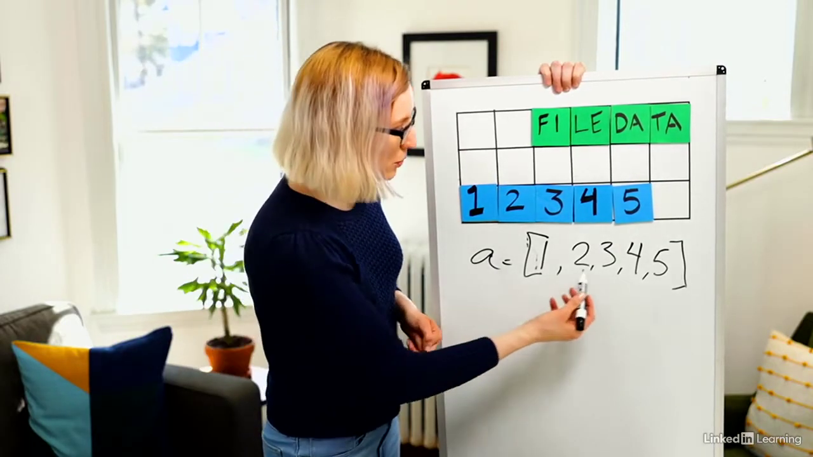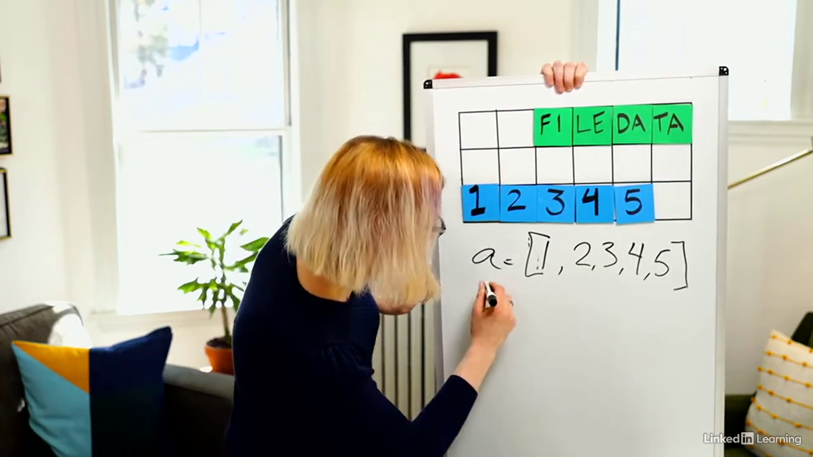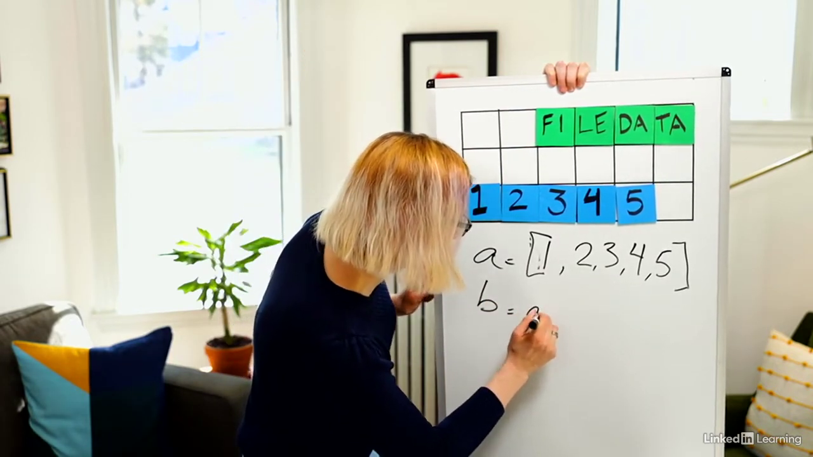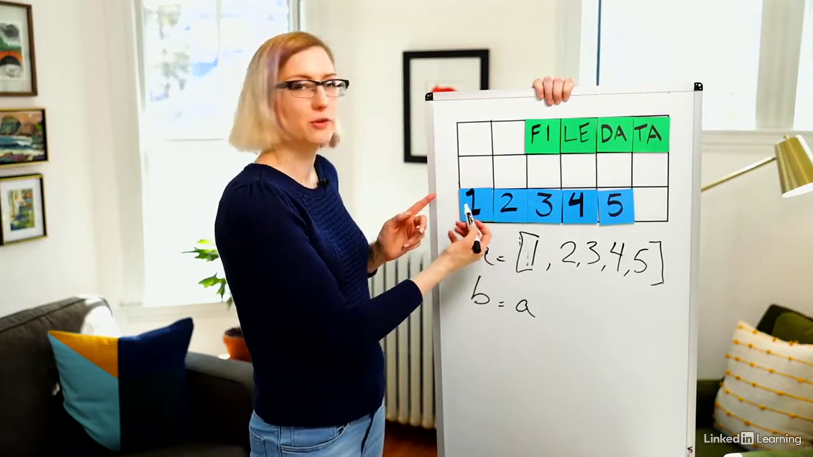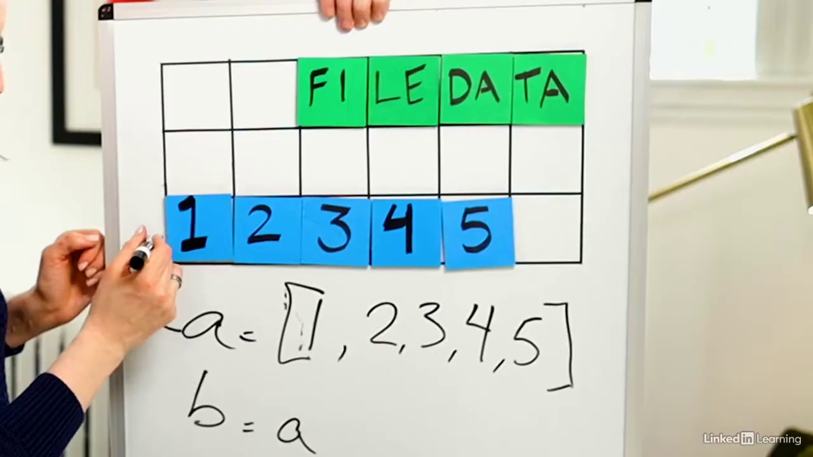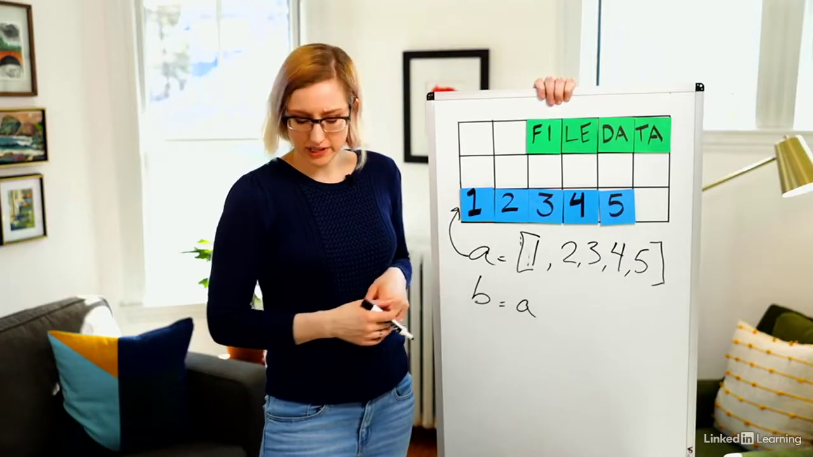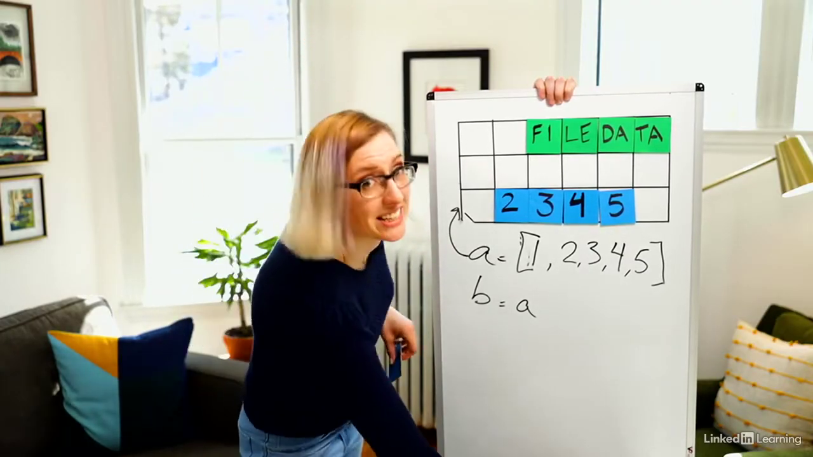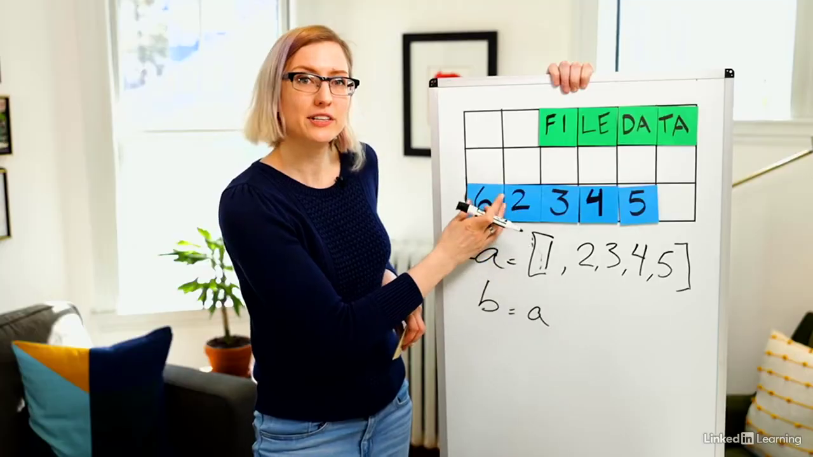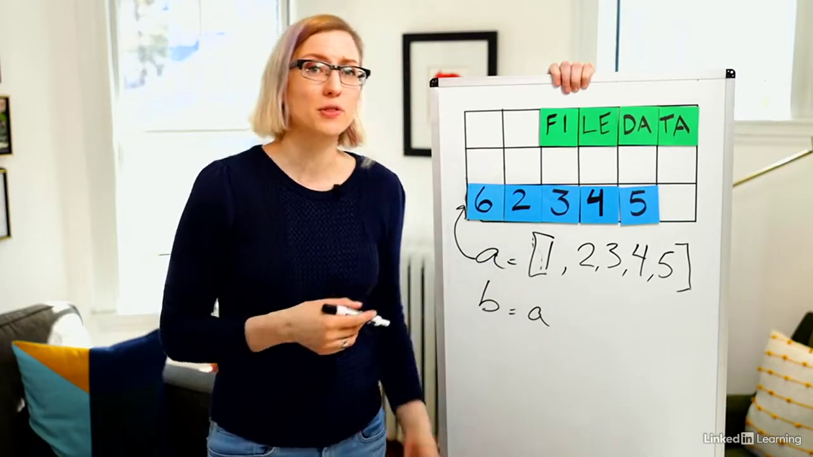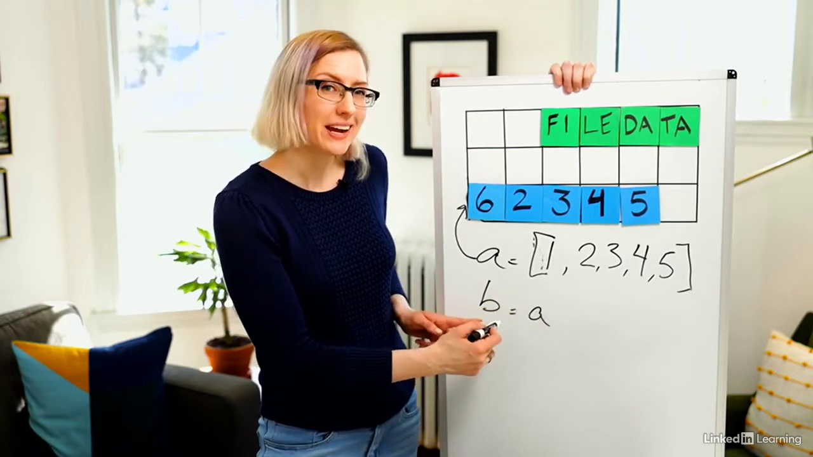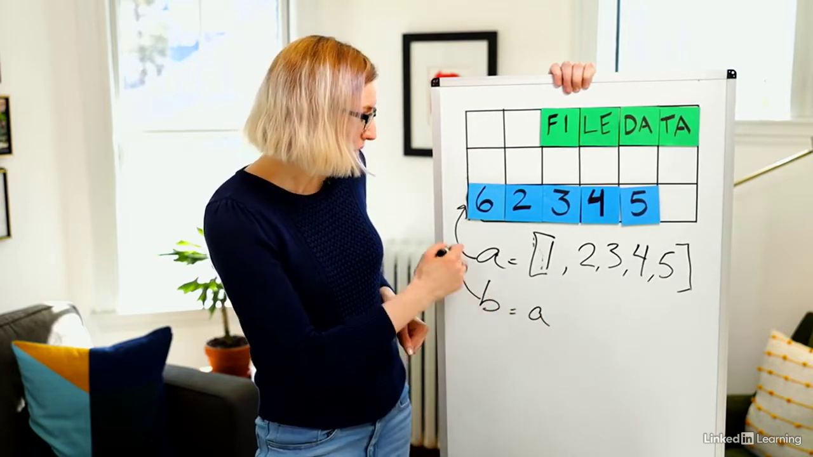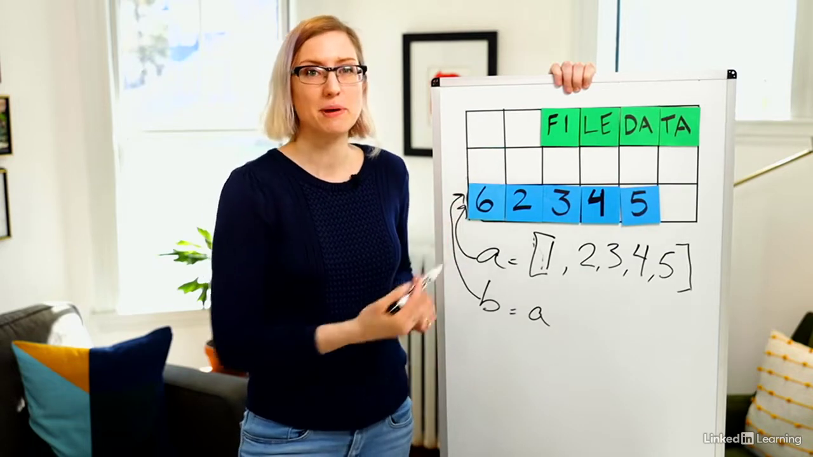So A is equal to 1, 2, 3, 4, 5, and let's say that B is equal to A. Now, what happens if we modify some value in our variable A? This right here. Let's say we change the 1 to a 6. Turns out we're modifying the value of both A and B. By saying B is equal to A, we're not duplicating A. We're literally assigning B to the same location in memory.